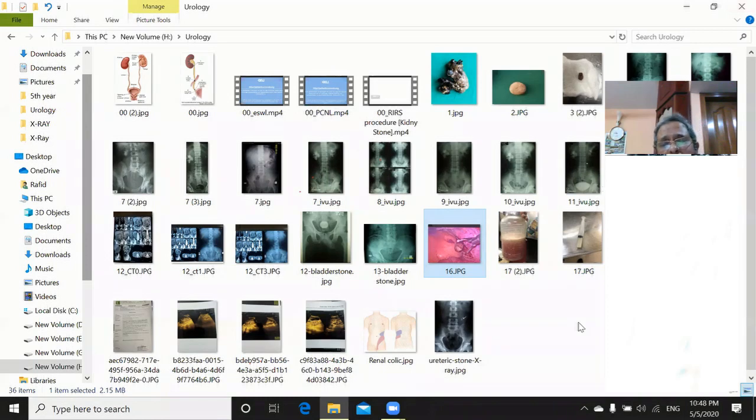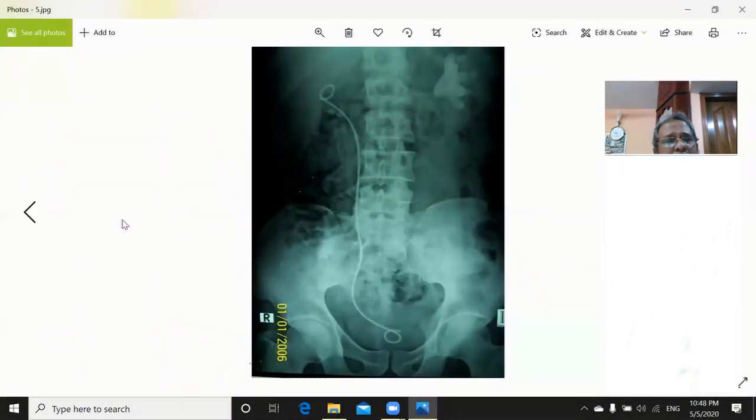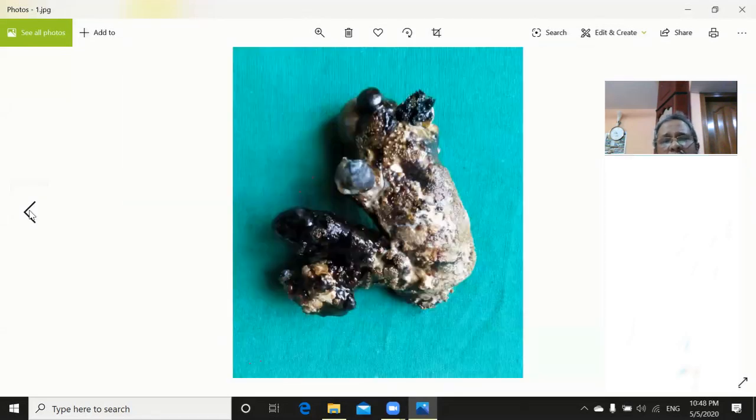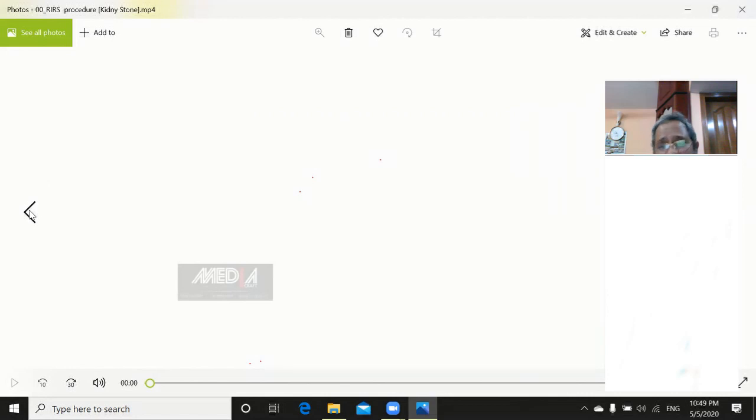So this is about the CT scan and the plain X-ray. Now we discuss some investigations of IVU, because this is a very favorite investigation of all the general and laparoscopic surgeons.